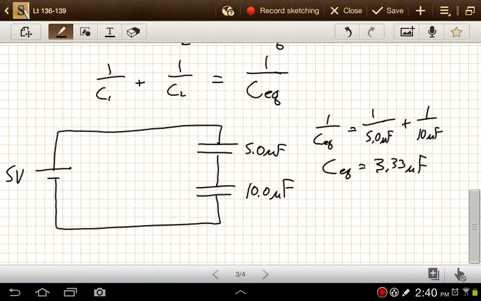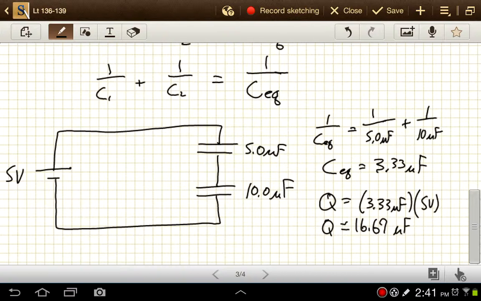3.33 microfarads. So the amount of charge that's going to be stored on our equivalent capacitor, or on each one of these original capacitors, is going to be Q equals CV, so it's the 3.33 microfarads times the 5 volts. So the amount of charge that's going to be stored here is 16.67, 16 and 2/3 microcoulombs.